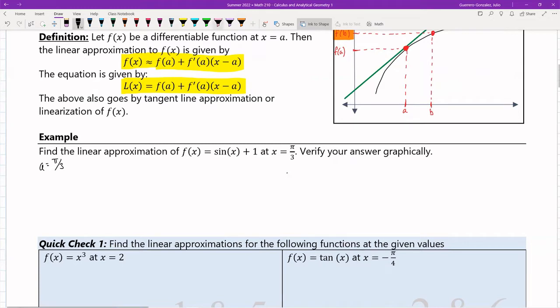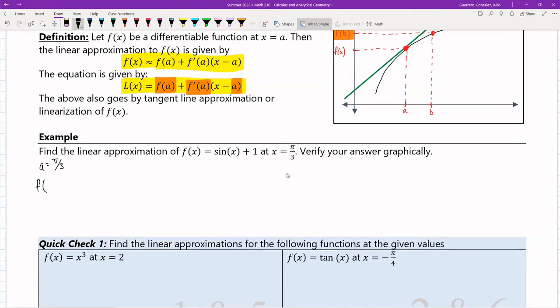To do the linearization, the tangent line approximation, we need three things: a, f of a, and f prime of a. So we know what a is, that's our pi over 3. Let's go ahead and find the next one.